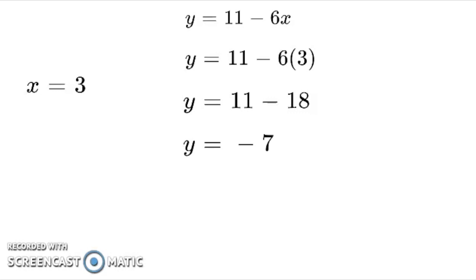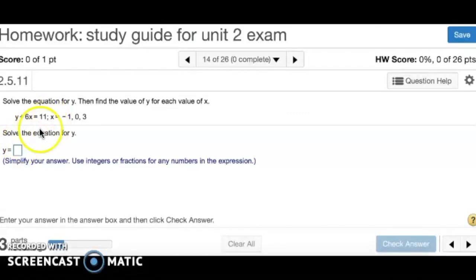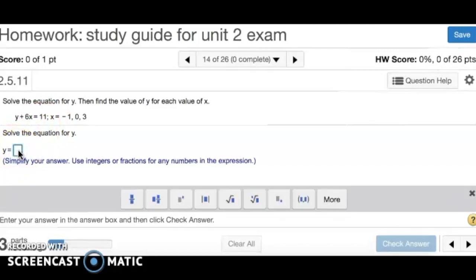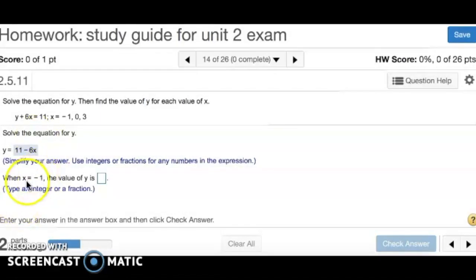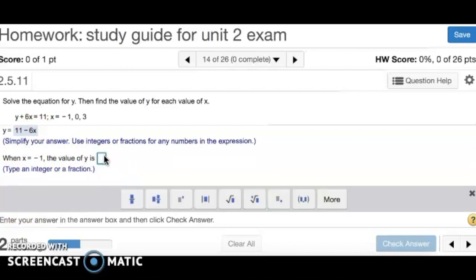So now let's type all three of those in. So typing in our equation, the y equals is there, so we just type in the 11 minus 6x. Okay, now it says when x equals -1, the value of y is, that will be the number we got when we substituted -1 in. So substituting -1 in, and we got 17.